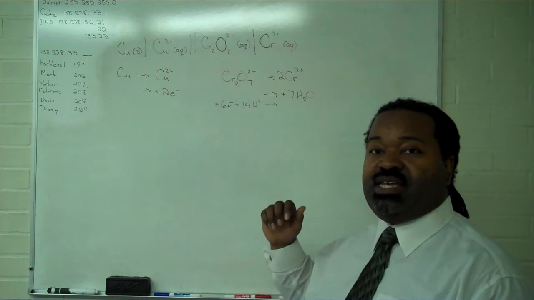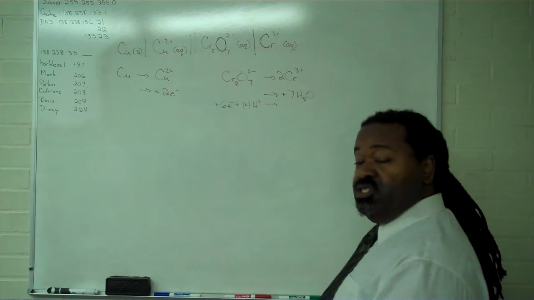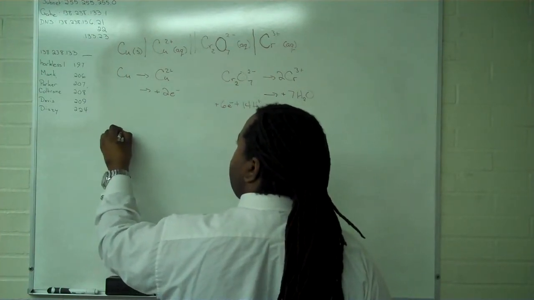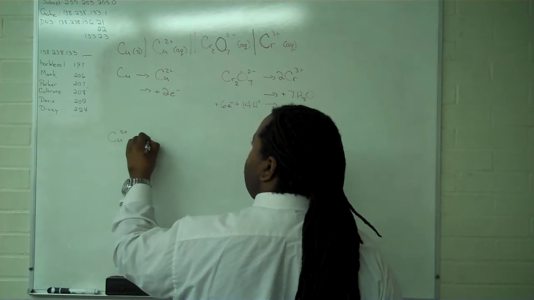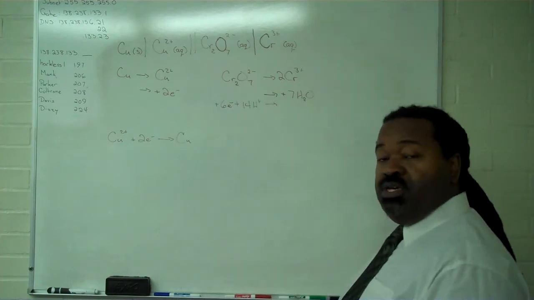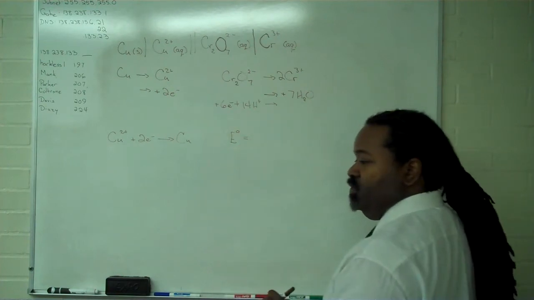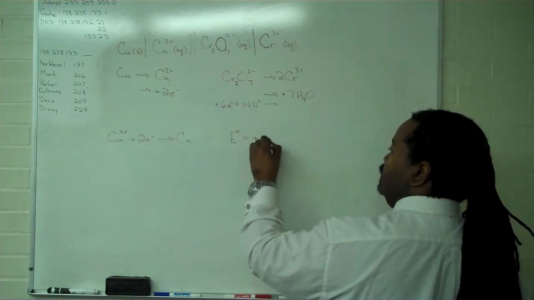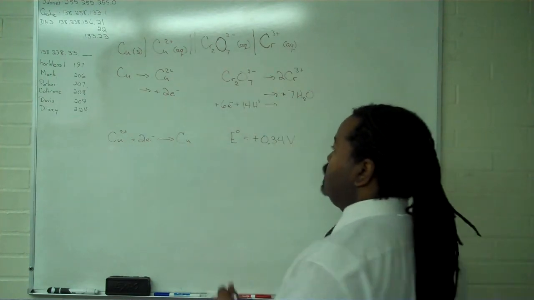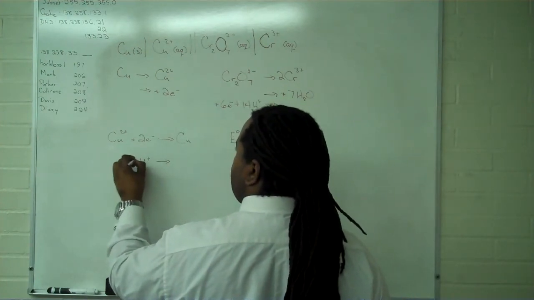So now that we have our balanced half reactions, the next thing we want to do is to write these both as reduction so that we can find them in a lookup table. So here we have copper 2 plus plus 2 electrons, yielding our solid copper. And if we go to a table, we find that the E cell standard for this written as reduction is positive 0.34 volts.